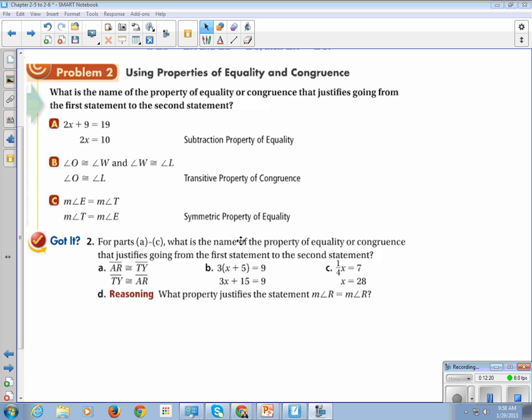All right, so let's do number 2 together. For parts A through C, what is the name of the property of equality or congruence that justifies going from the first to the second statement? So if we say AR is congruent to TY, and then flip those and say TY is congruent to AR, what property is that? Where we switch. It's a symmetric property.